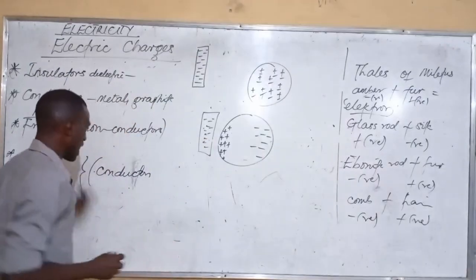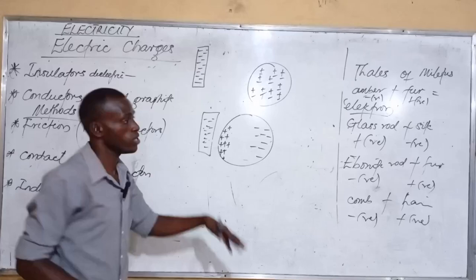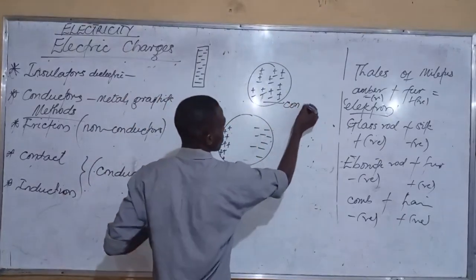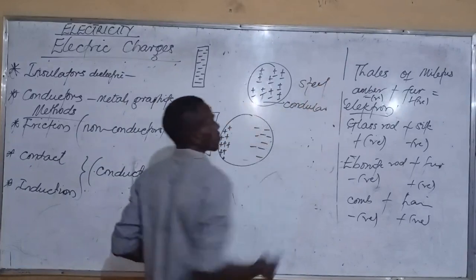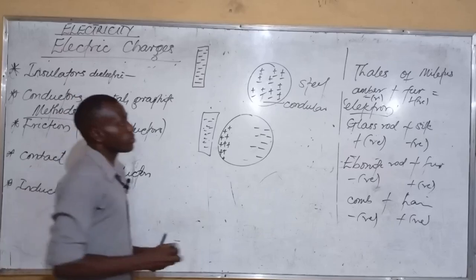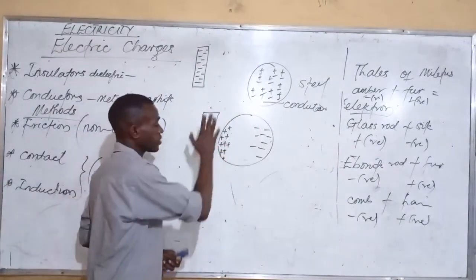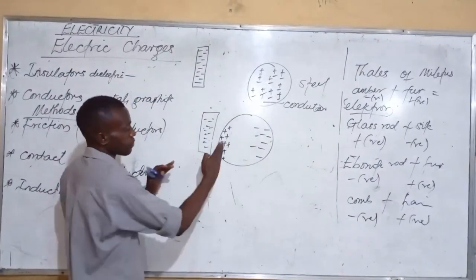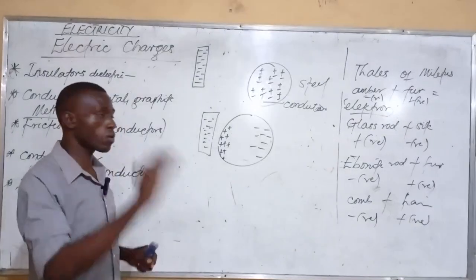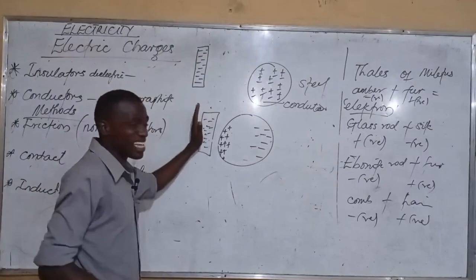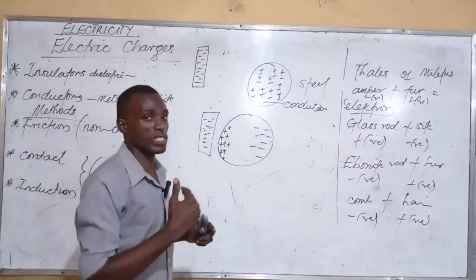So to charge, bring a charged body close to an uncharged conductor. Notice this is a conductor, call it a steel sphere, any metal sphere. Now, I bring these negative charges here, then the charges separate out. When they separate out, how do I make this body have only one charge? While still keeping this charged body in position, I can touch this sphere because I am earthed.